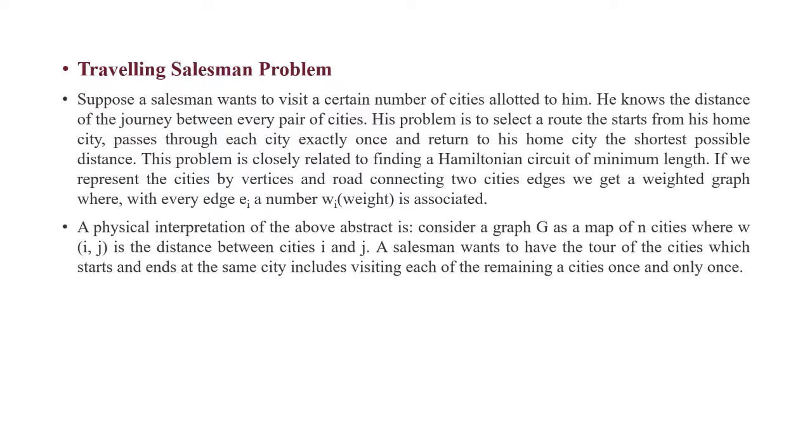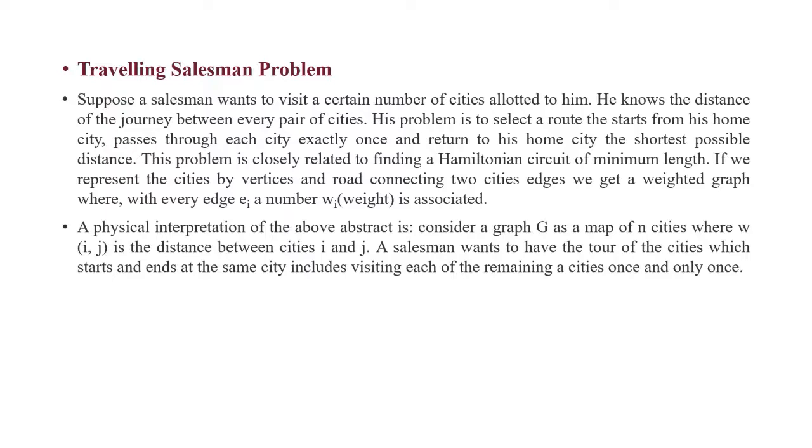Now, today's topic is the traveling salesman problem. So what is this problem? Generally, a salesman wants to travel from one city to other cities. Whatever cities are allotted to him, he wants to travel them from his home city. He knows the distance of journeys between every pair of cities. His problem is to select the route that starts from his home city, passes through each city exactly once, and returns to his home city over the shortest possible distance.